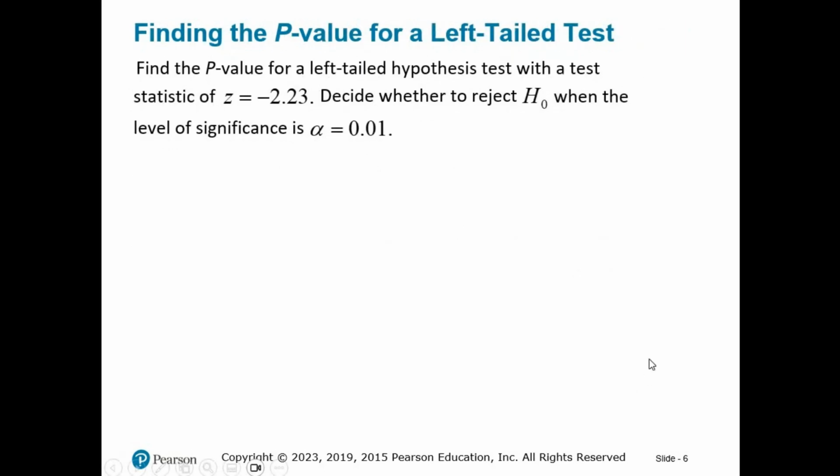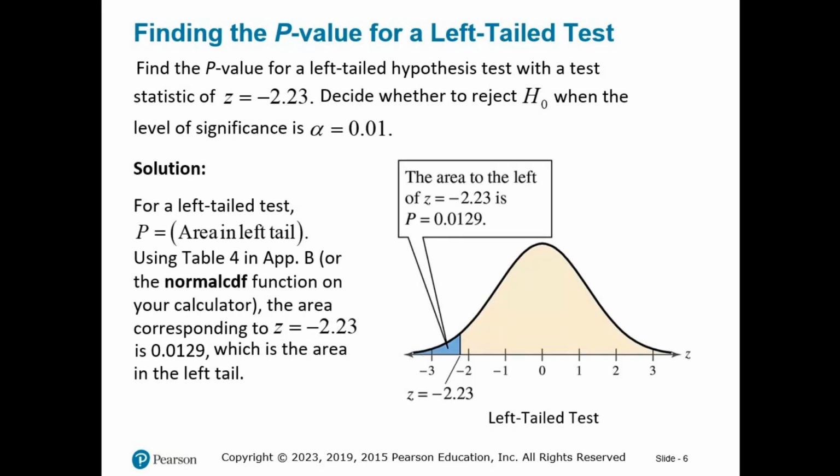Find the p-value for a left-tailed hypothesis test with a test statistic of z equals negative 2.23. Decide whether to reject H0 when the level of significance is alpha equals 0.01. Well, they're telling us that it's a left-tailed test, so we can draw our graph and place the standardized test statistic. Now we need the area, so we can compare it to the level of significance of alpha equals 0.01.